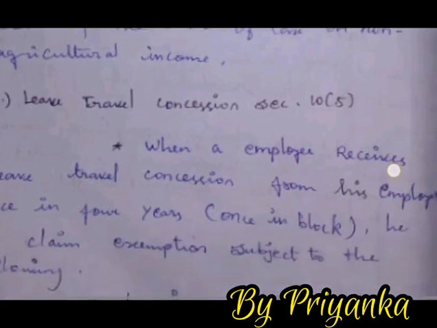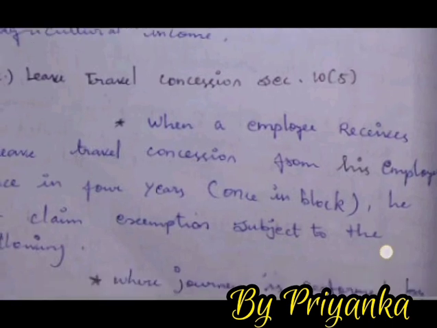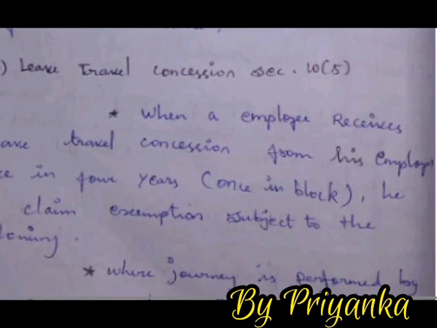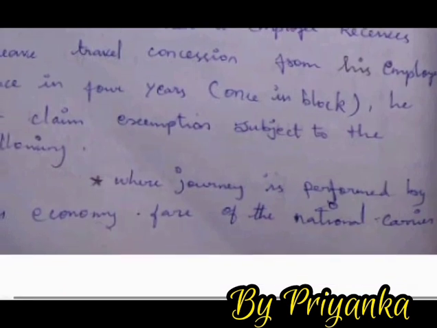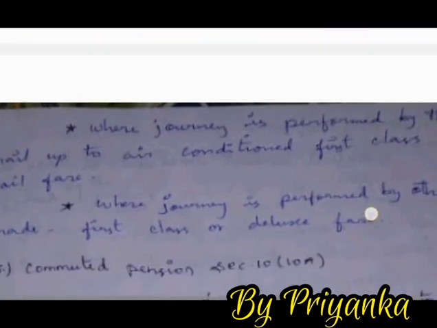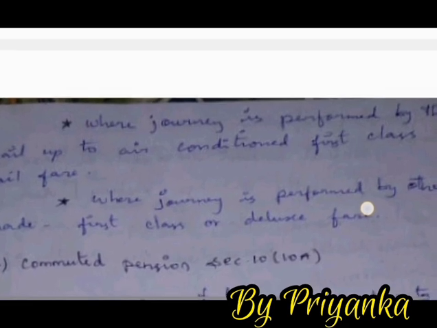Leave travel concession, Section 10(5). When an employee receives a leave travel concession from his employer, once in a block of 4 years, he can claim exemption subject to the following. When the journey is performed by air, economy class fare of the national carrier. When the journey is performed by rail, up to air-conditioned first class rail fare.